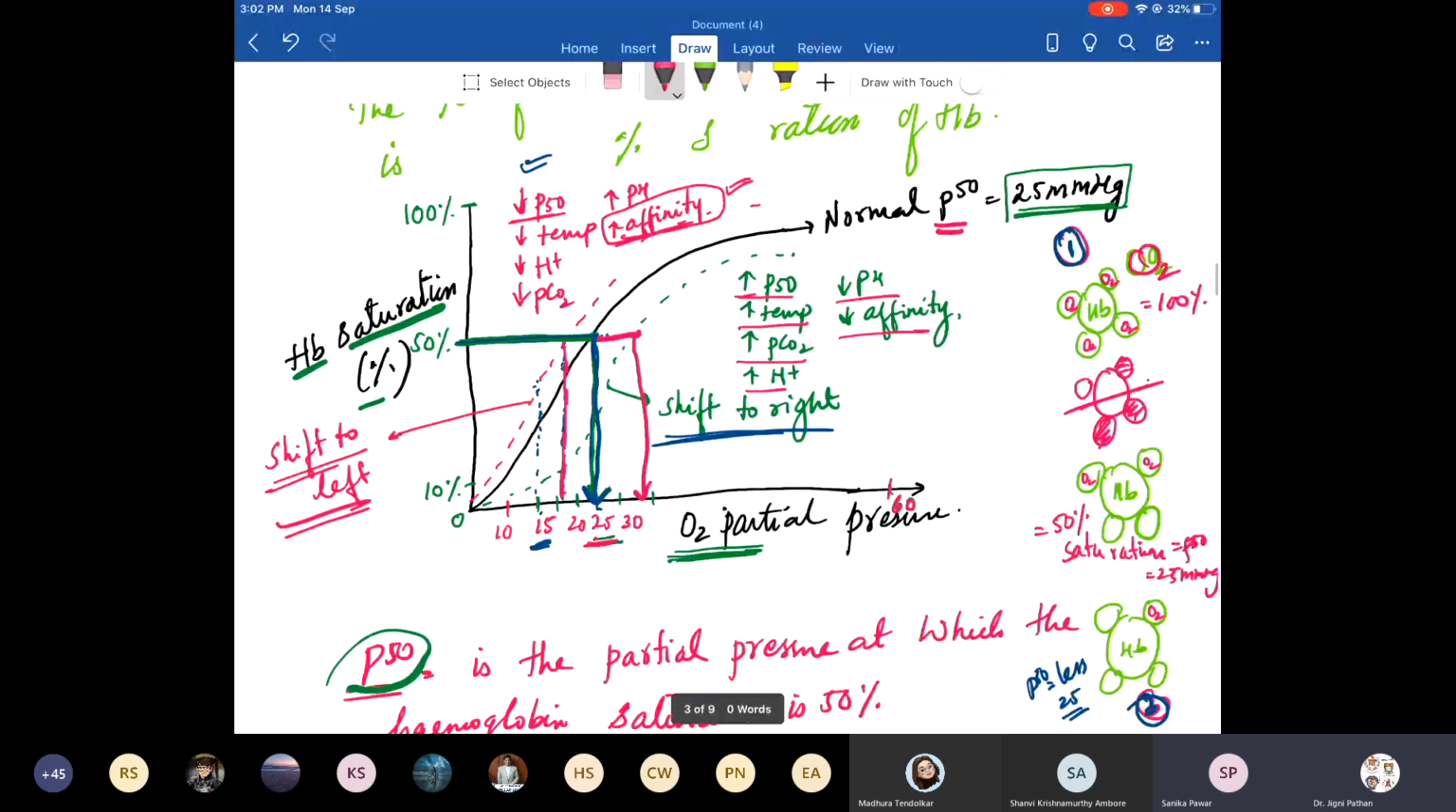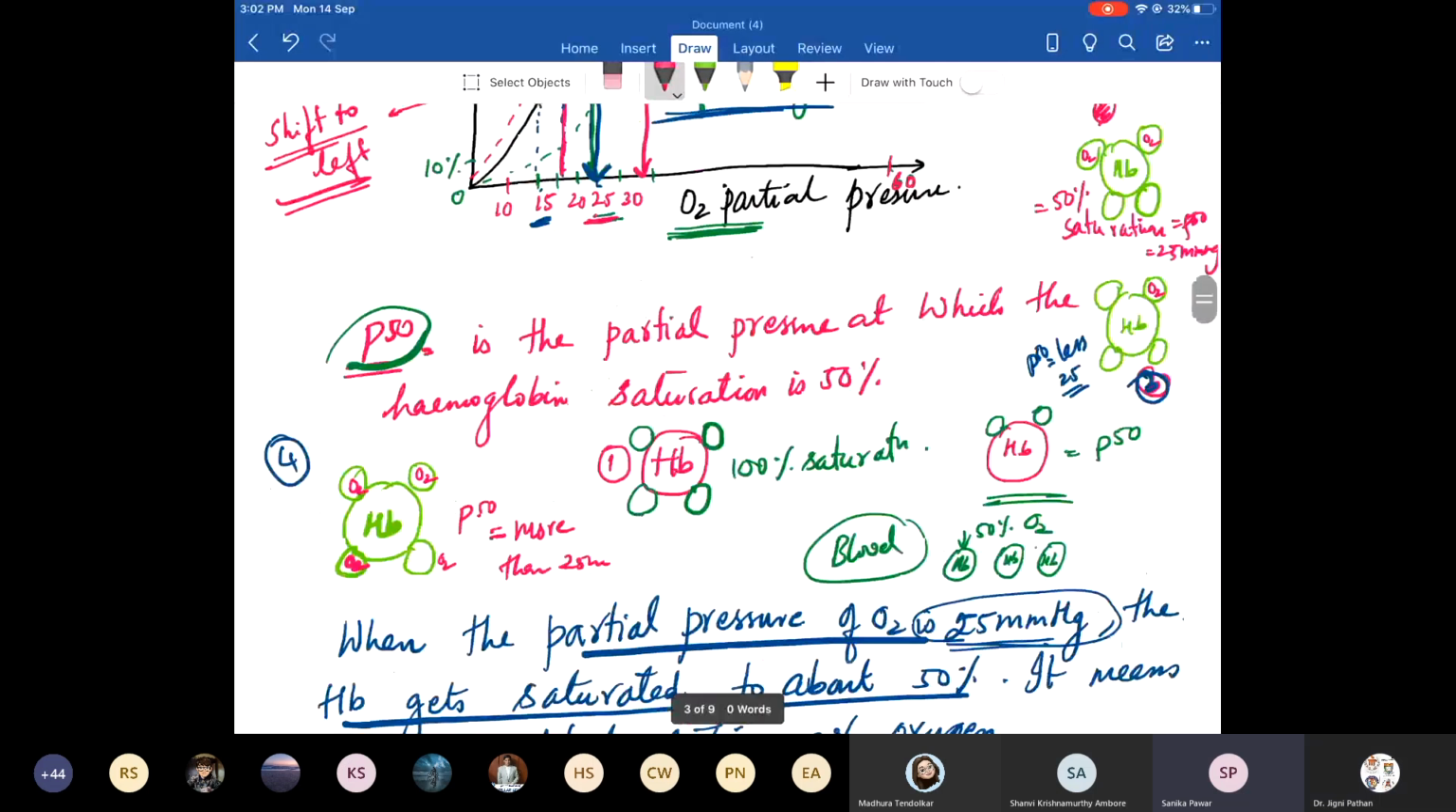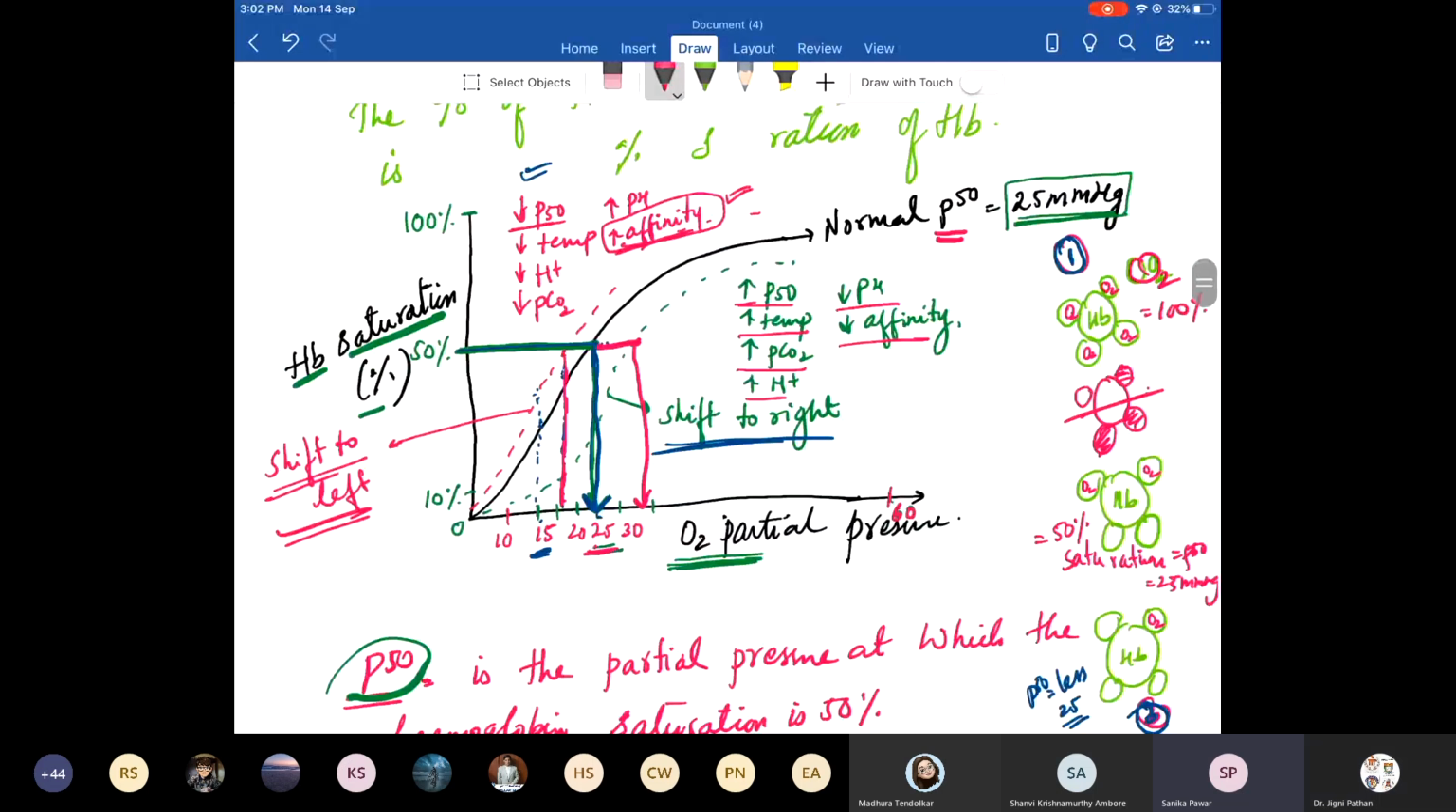So shift towards the right, ma'am, takes place. Exactly. In this case, it will of course have more affinity than the 100% one, no? 100% is completely stopped. We cannot talk about the affinity there. Okay, ma'am. Okay, completely stopped.